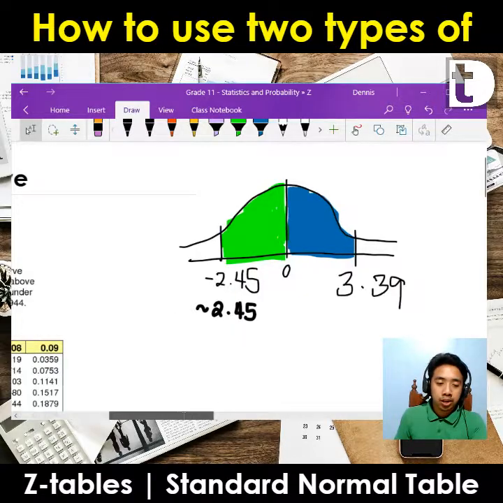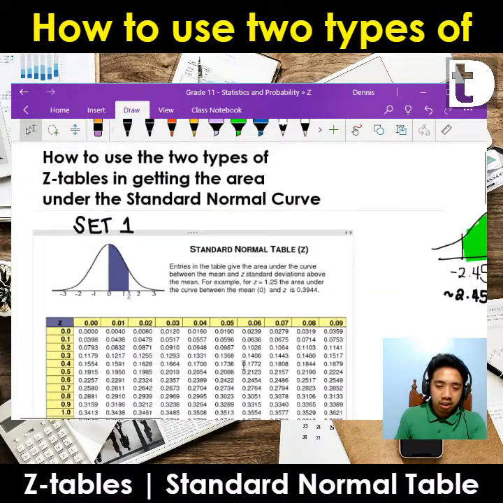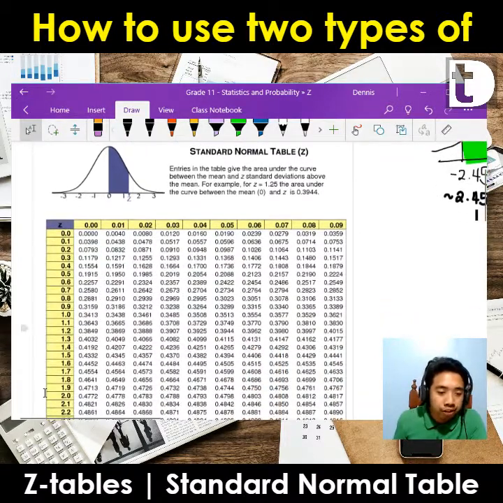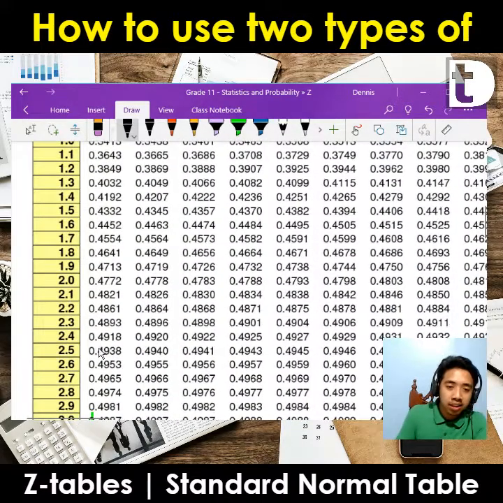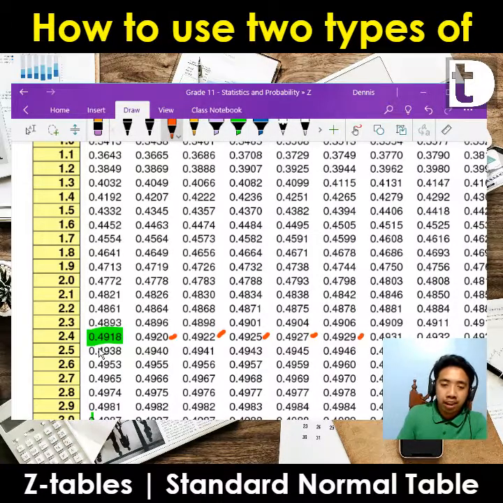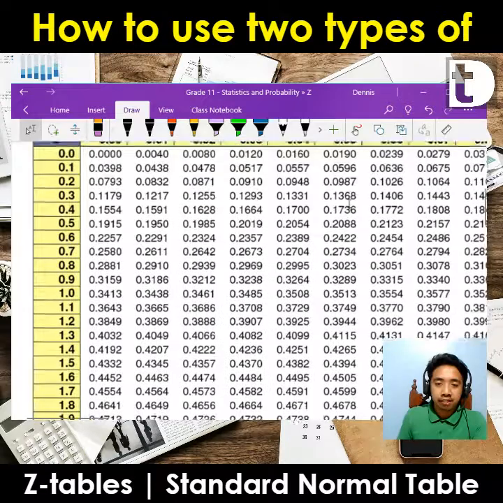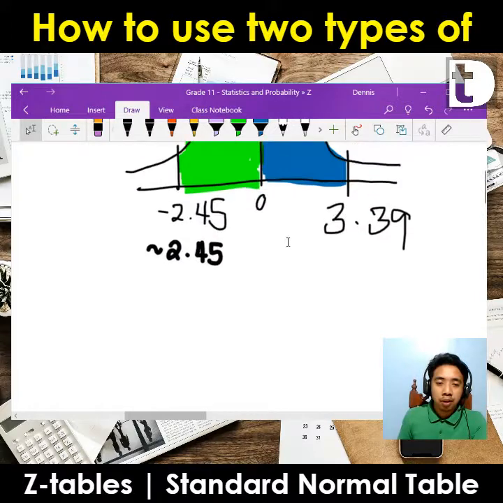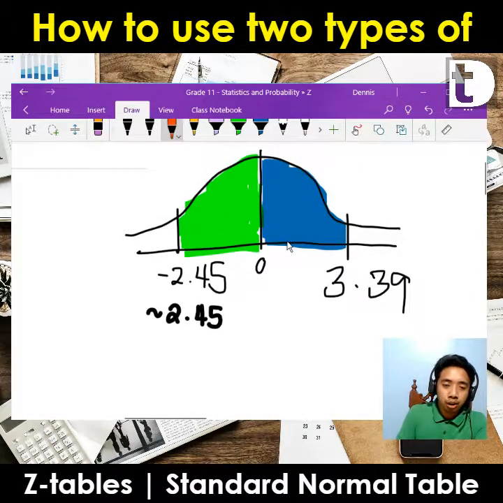Let's make sure our area is going to be just the same as our set 2 earlier. So for set 1, 2.45: 2.4 is here, and then let's count 1, 2, 3, 4, 5. So this is our area for 2.45. Let's verify. Yes, okay, 0.4929. So our green area over here is 0.4929.